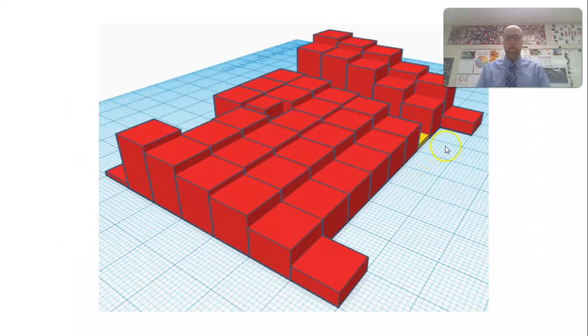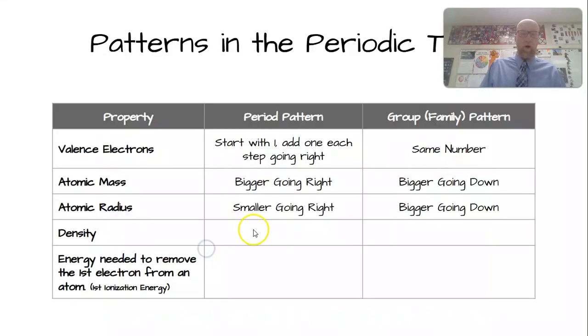Here's what this table looks like. And again, this would be hydrogen up here. Helium is the one that's right in your face here. As I go down in helium's family, atoms get bigger. But you can see as I come across from the left side of the table to the right side of the table, the atoms actually get smaller. So the atomic radius pattern is smaller going to the right and bigger going down.